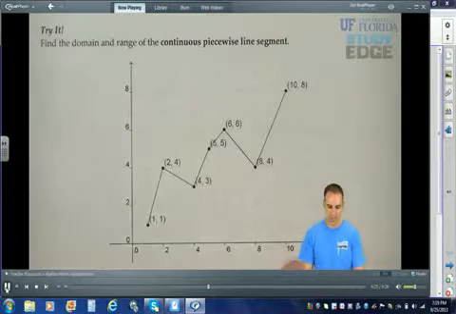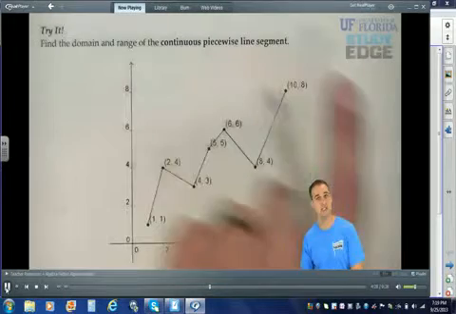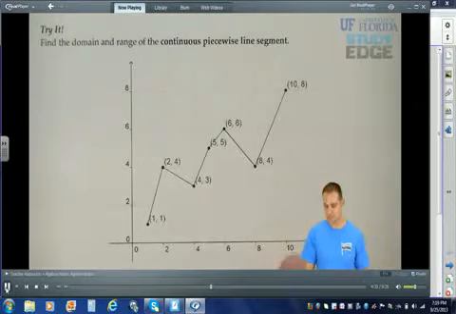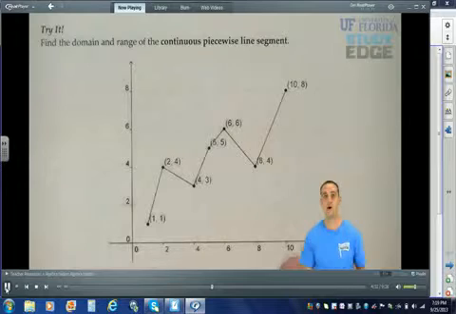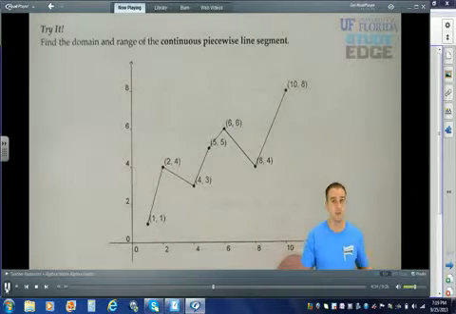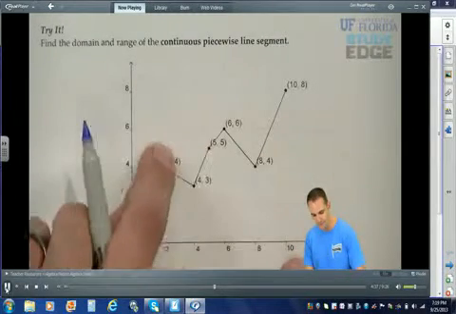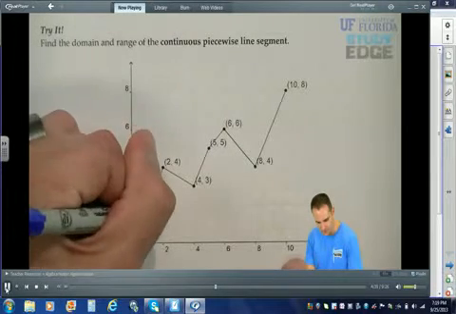Okay. Now here we have what's called a continuous piecewise line segment. A lot of words, right? Basically, it's just a broken up little piece of line all connected together. It still follows the same idea. What is the leftmost x? And the leftmost x is going to be 1.